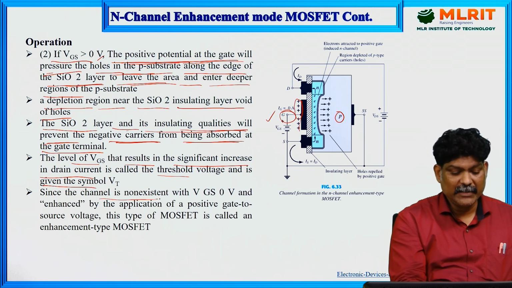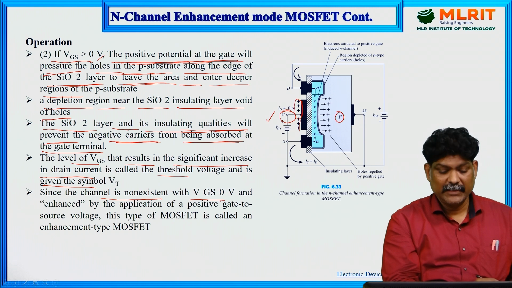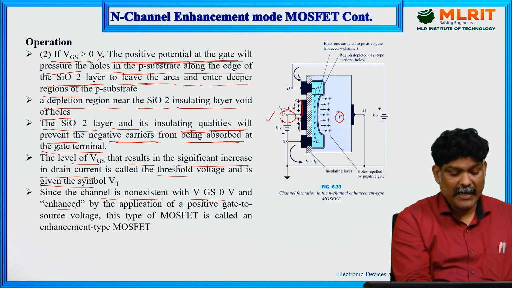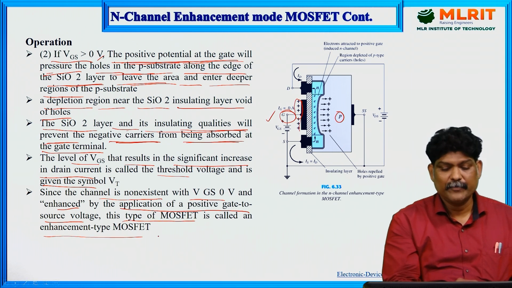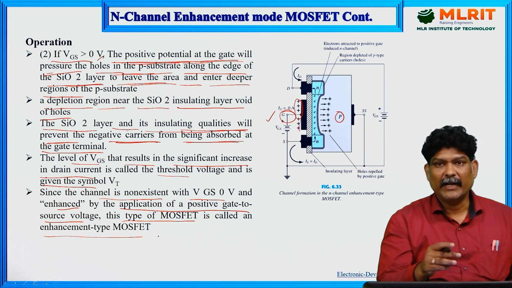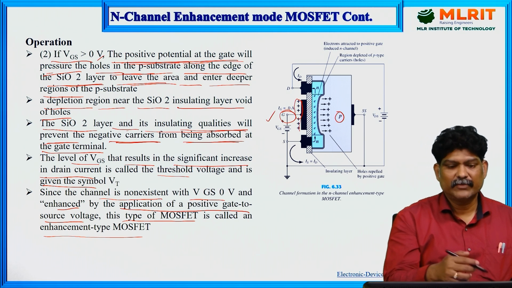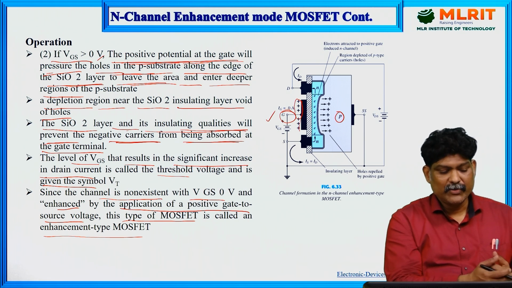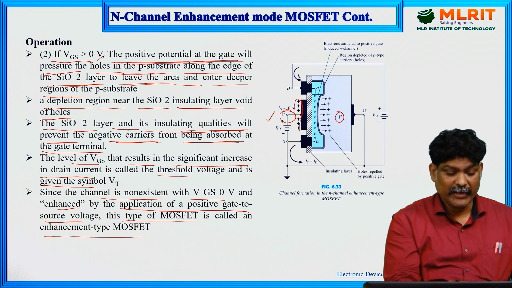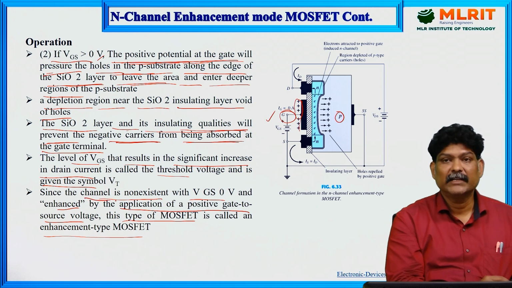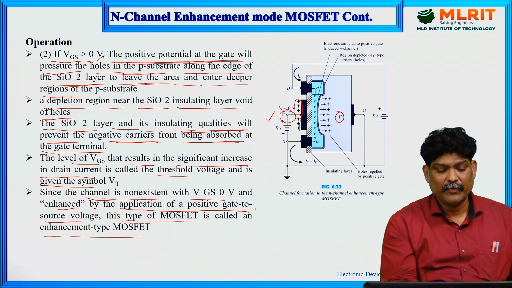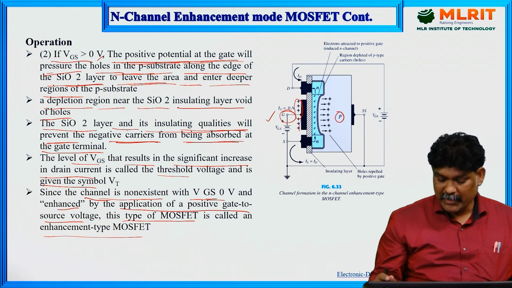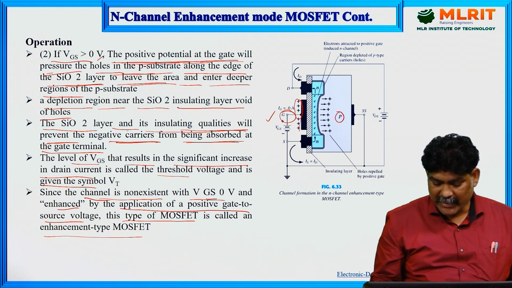Since the channel is non-existent at VGS equal to 0 and is enhanced by the application of positive gate to source voltage, this type of MOSFET is called an enhancement type MOSFET. So by the addition of gate to source voltage, the channel is established and enhanced by the application of positive gate to source voltage.